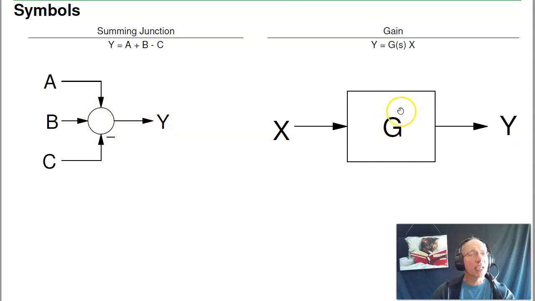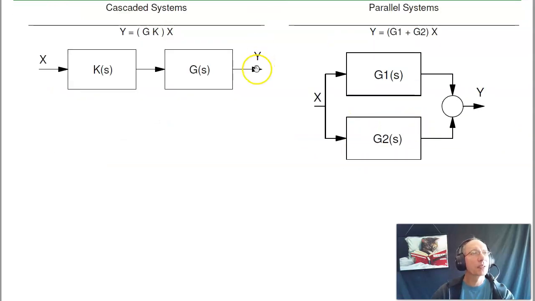A rectangle is a gain. This would be the output Y is gain times input, Y equals G times X. The gain could be a scalar, or it could be a transfer function, meaning a differential equation. If I cascade blocks, I can simplify it. Here, Y is G times A, call that a dummy variable. A is K times X. Put it all together, Y is G times K times X.